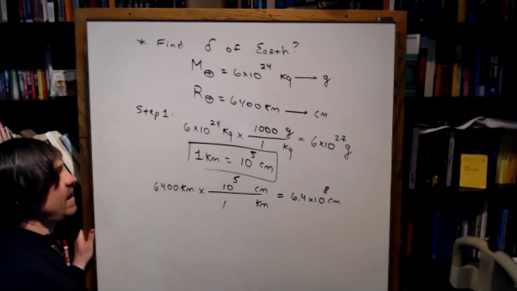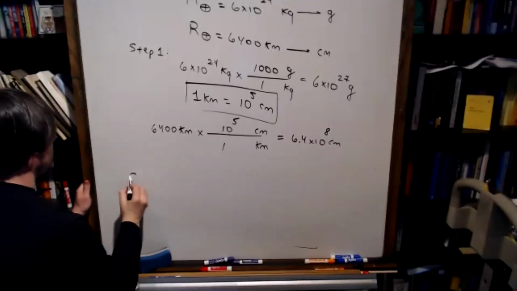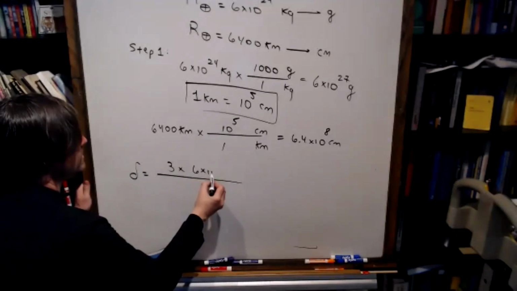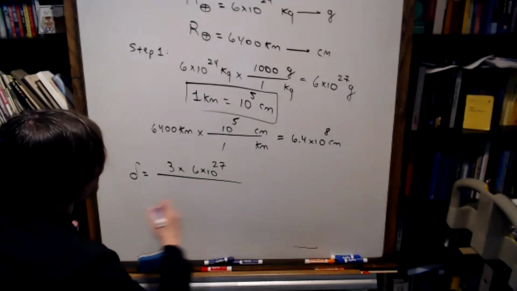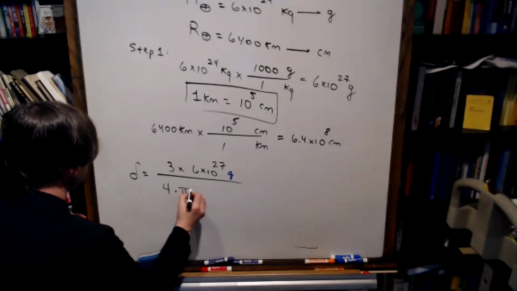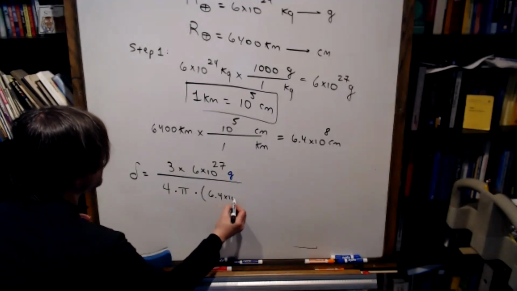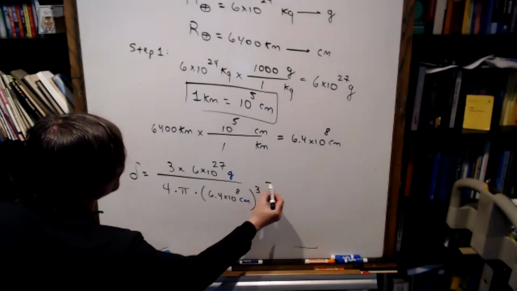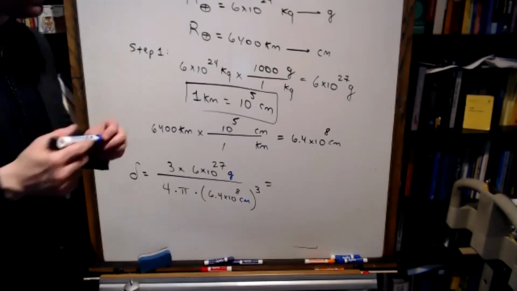All right. Now we can plug it into our density formula. The density of a sphere is 3 times the mass, 3 × 6 × 10²⁷ grams, over 4 times pi times 6.4 × 10⁸ centimeters cubed. Can you guys punch that up for me, please? While I sip some juice.